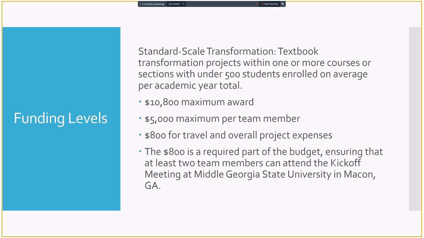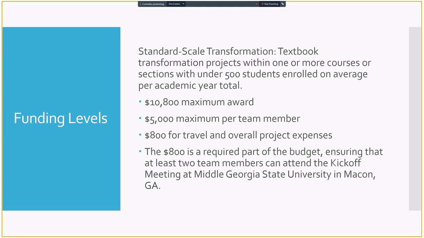When it comes to the funding levels, you may have already read about this in the RFP. We have a standard scale transformation, a large scale transformation, and mini grants, which are a little different. Generally, standard scale transformations are for smaller teams that have a course they would really like to transform. It's not a gigantic department-wide endeavor most of the time. There's a $5,000 maximum per team member towards a course release or course overload pay, depending on the institution, with $10,800 as the maximum award.